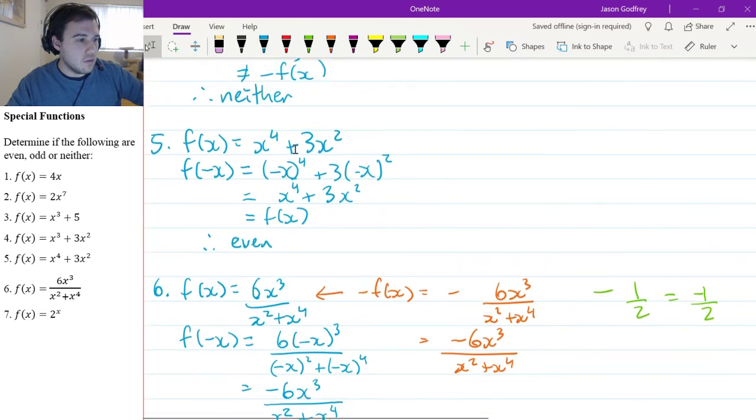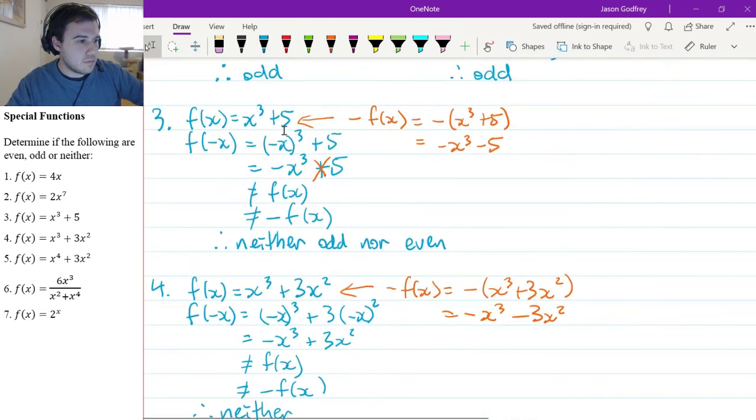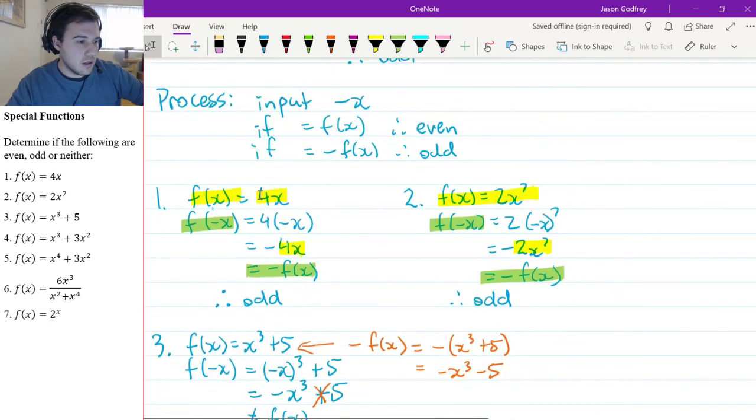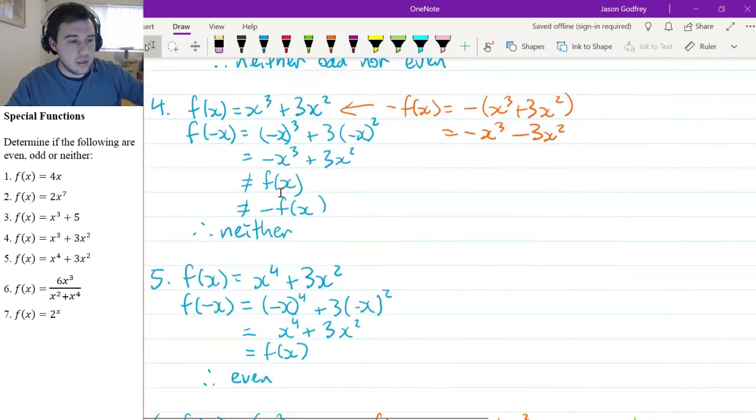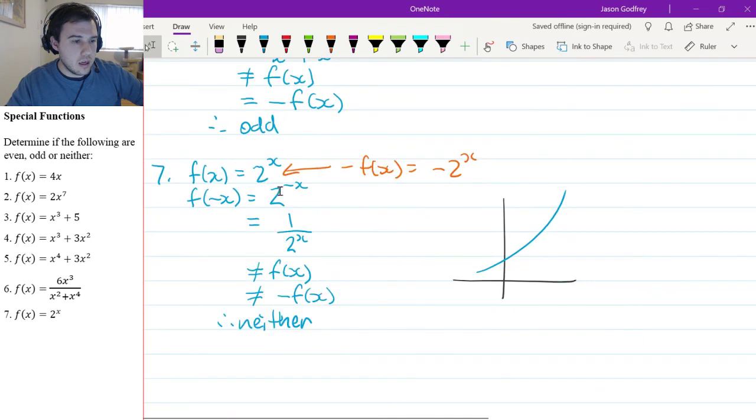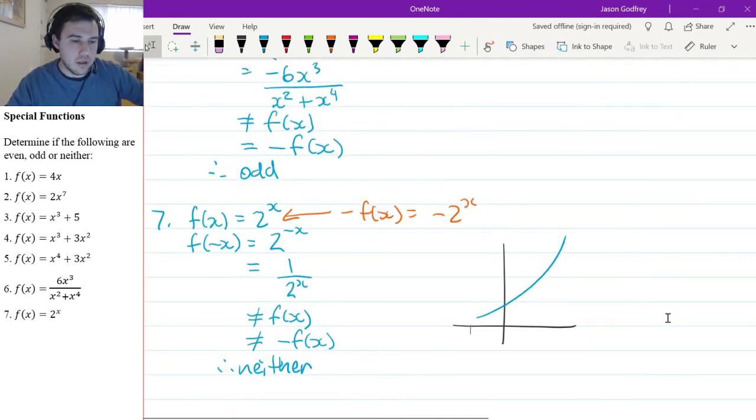But if you do know, for example, that a straight line passing through the origin will be odd, an exponential won't be, a quadratic graph may be even. So feel free to sketch them, try and have an idea both conceptually and visually what these look like, and then be able to follow the algebraic process of inputting negative x and then seeing what you get.